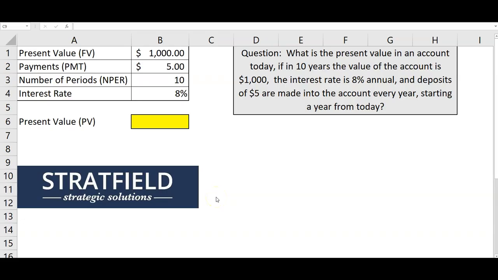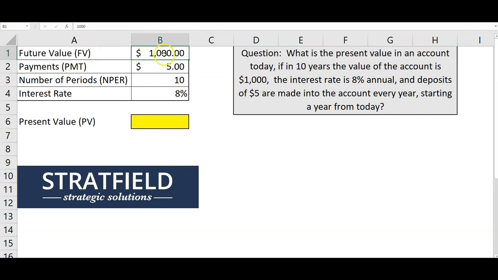We are in Microsoft Excel, and we have a simple problem here. What is the present value in an account today if in 10 years the value of the account is 1,000, the interest rate is 8% annual, and deposits of $5 are made into the account every year, starting a year from today? I've gone ahead and extracted that information to put into our table here. This should really say the future value, so let me correct that really quick.